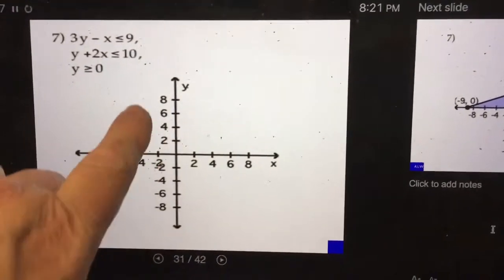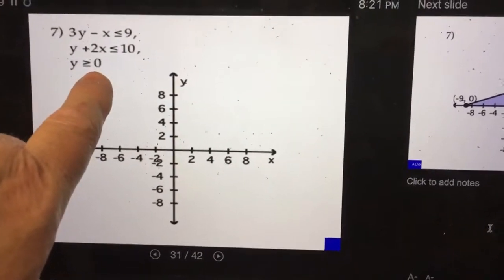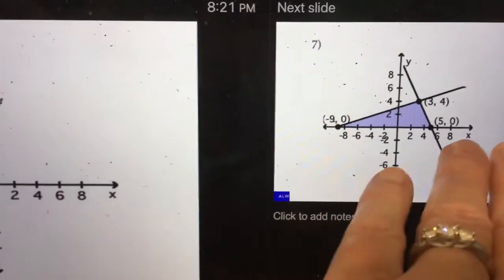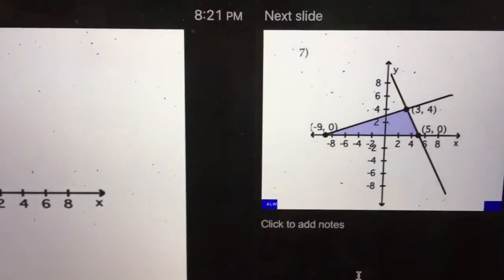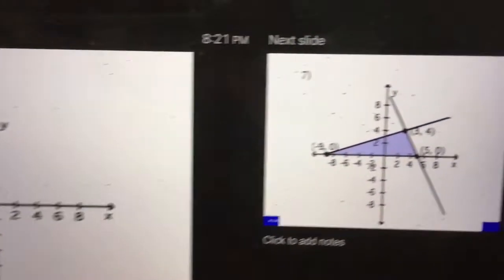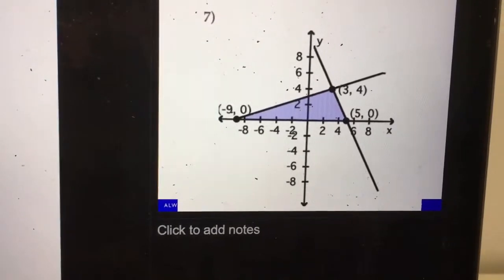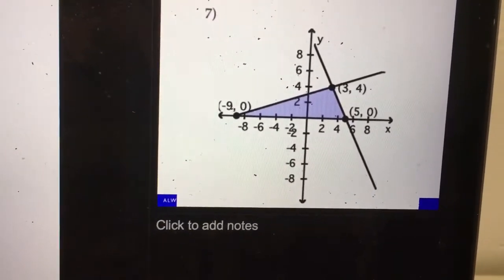And the last one is y is greater than or equal to 0. So that cuts it right off at the x-axis line there, which is the y is equal to 0 line. And it was greater than, so they're shading above the line. You get this cool little triangle is what the answer is.